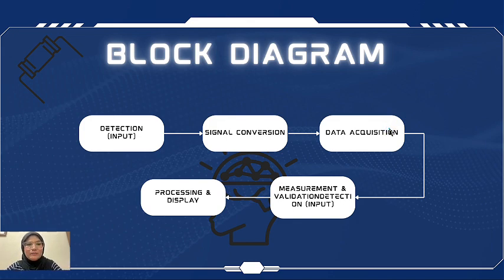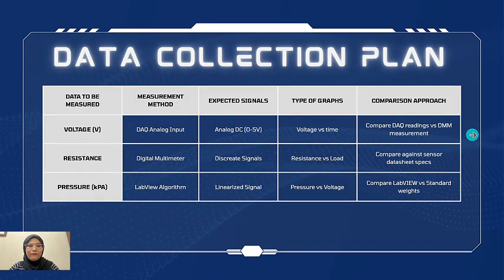For the data collection plan, for voltage measurement, we use the DAQ analog input method. The expected signal is an analog DC signal between 0 to 5 volts. The data will be presented in a graph of voltage versus time. To ensure accuracy, we compare the DAQ reading with a digital multimeter.